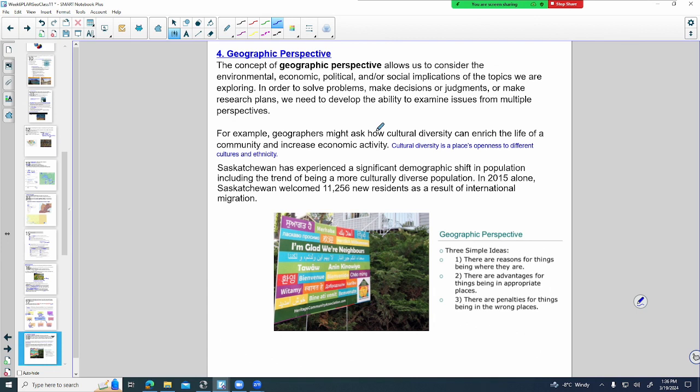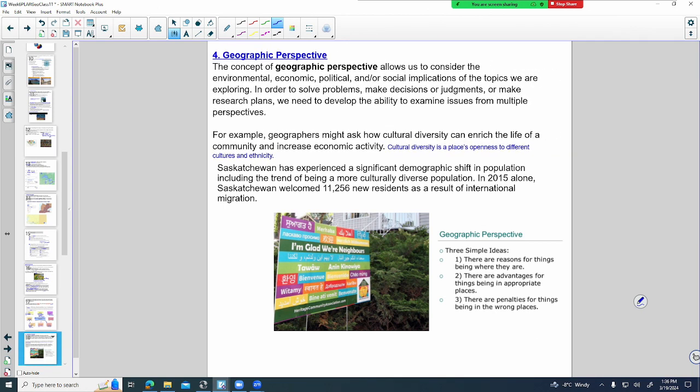Here's an example. Geographers might ask how cultural diversity can enrich the life of a community and increase economic activity. So cultural diversity means it's a place's openness to different cultures and ethnicity. Saskatchewan has experienced a significant demographic shift in population, including the trend of being a more culturally diverse population. In 2015 alone, Saskatchewan welcomed 11,256 new residents as a result of international migration.